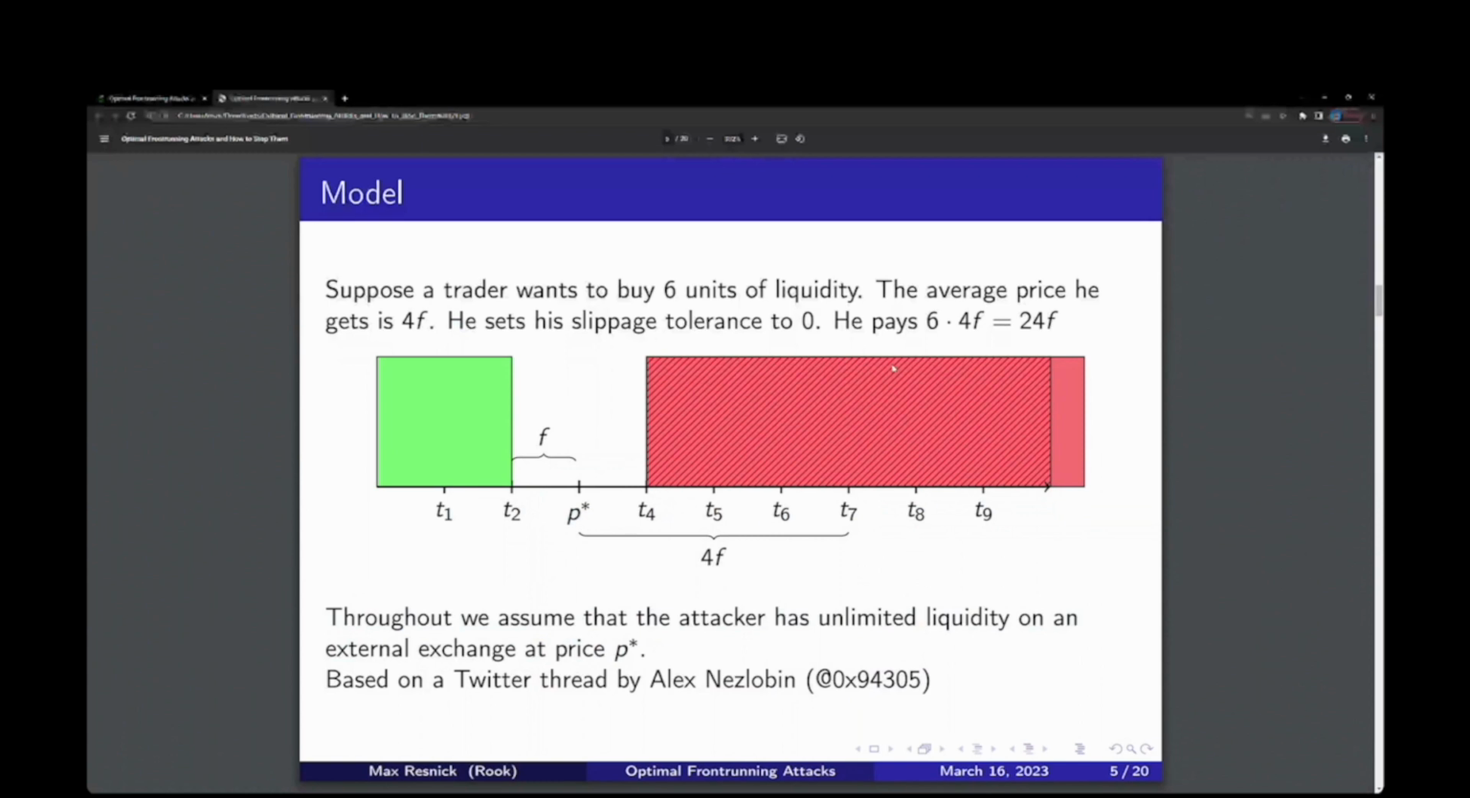And we think of the trader here as being an uninformed trader. They just want to trade. Maybe they're a DAO and they want to get out of a certain position or something. So they're just trading on the DEX. Although they're not too uninformed. They're setting their slippage tolerance to 0, which is a pretty tight slippage tolerance.